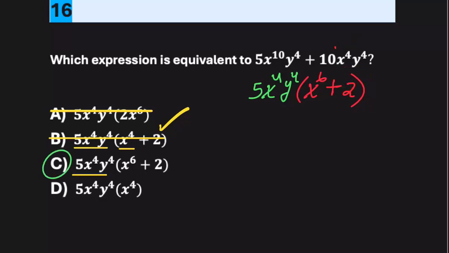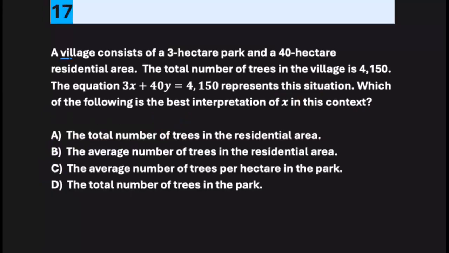Let's go to question number 17. And the question asks what X stands for. We have a village, and that village has a 3-hectare park and a 40-hectare residential area. And those two together have a total number of trees, which is 4,150. And they put that into an equation right here. And they ask, in this equation, what does this X stand for? We have 3x plus 40y is equal to 4,150.